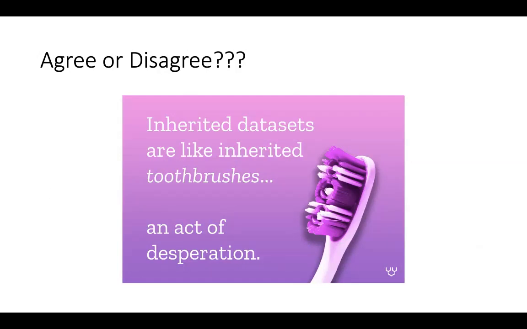I found this little graphic that I wondered if you agreed or disagreed with. If we were sitting together in a live classroom, I'd actually get some discussion going about it, but I think it's worth looking at anyway. And the slide says, inherited data sets are like inherited toothbrushes, an act of desperation. And I'm wondering what you think of that. Why don't you give it a little thought? I think by the end of this presentation, you'll probably see or be able to infer how I would come down on this particular question.